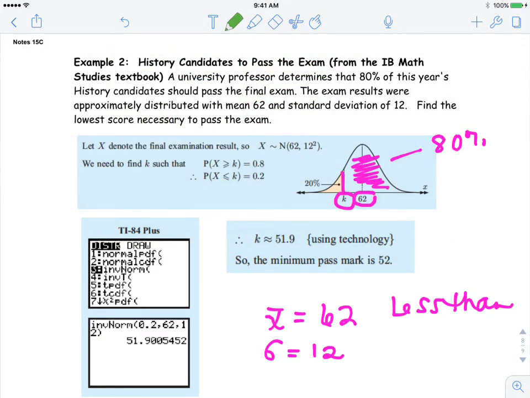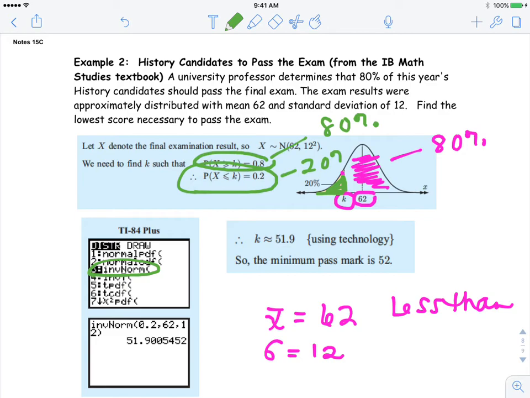setting up an equation like this. The probability of x greater than or equal to k equaling 0.80, which is 80%. We need to subtract 80% from 100%, which is 20%. So therefore, the probability of x less than or equal to k is 20%. So we're going to be finding with our graphing calculator using inverse norm.